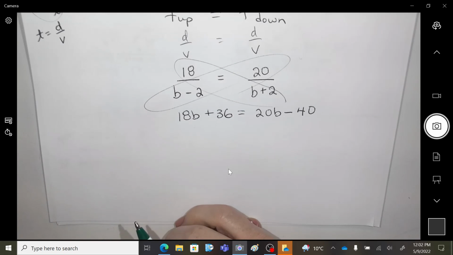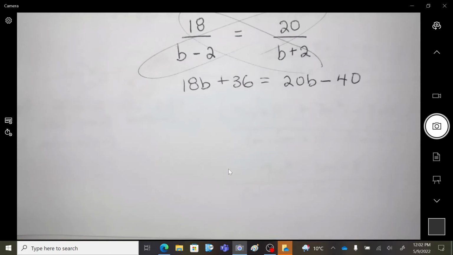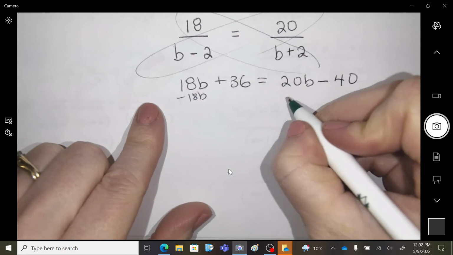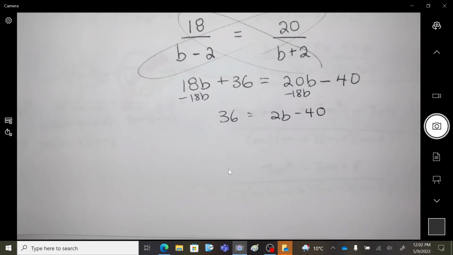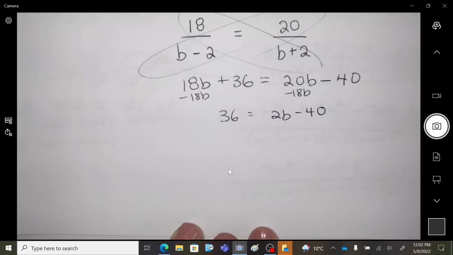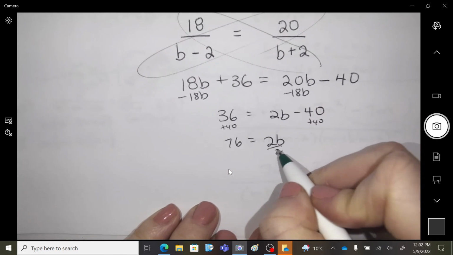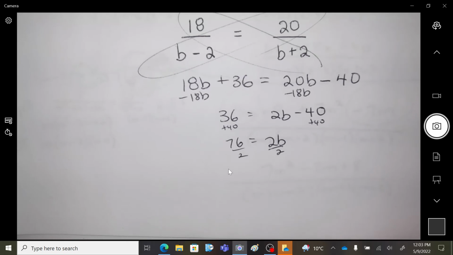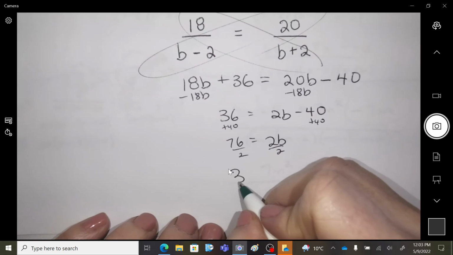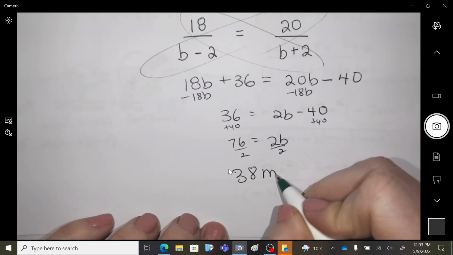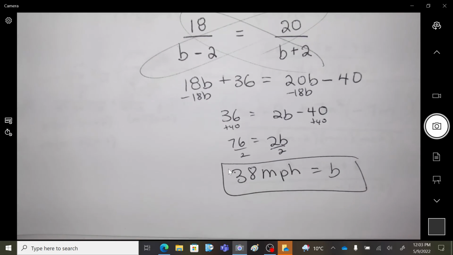Okay, algebra, I'm going to put the b's together. The 20b is going to be the boss here. It's bigger, so minus 18b. I'm going to add 40. And divide by 2. So 38, what are we, miles per hour is the boat speed. Does my answer seem reasonable or make sense? Yeah.